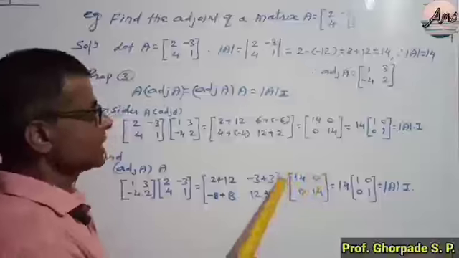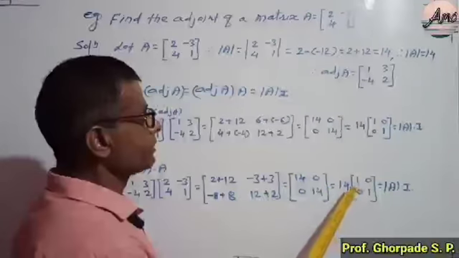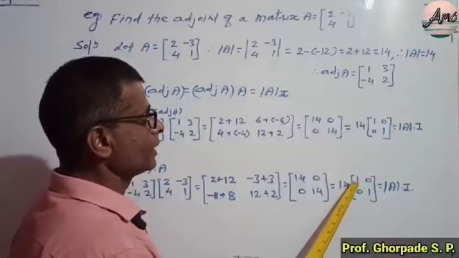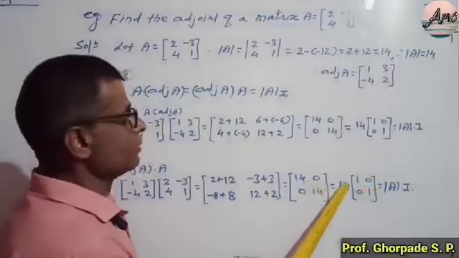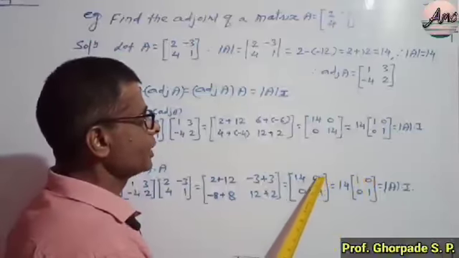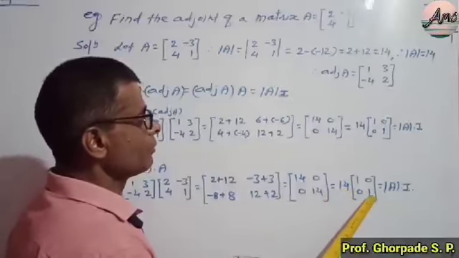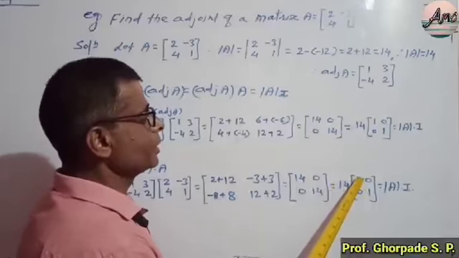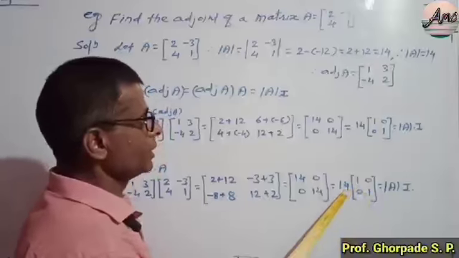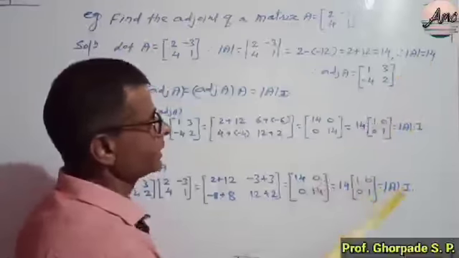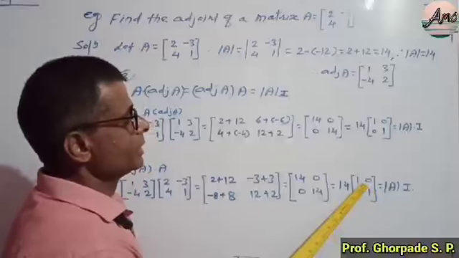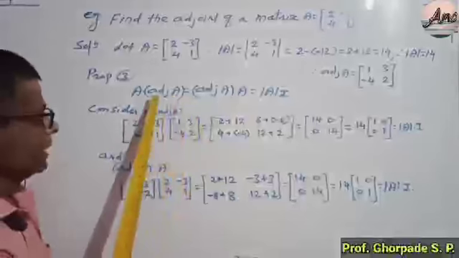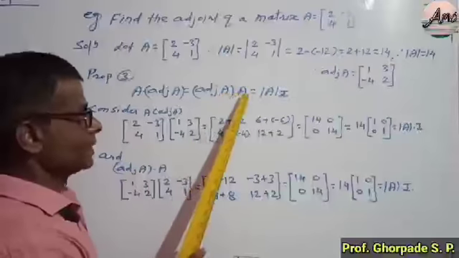So this can also be written as 14 into the matrix 1 0 0 1. If you multiply 14 to this matrix, you will get the same matrix. 14 into 1 is 14, 14 into 0 is 0, 14 into 0 is 0, 14 into 1 is 14. That's why the same matrix can be written in this form, 14 into 1 0 0 1. What is 14? 14 is nothing but the value of the determinant, determinant of A. What is this? The identity matrix. So determinant of A into I. Hence we can say that A into adjoint of A equal to adjoint of A into A equal to determinant of A into I.